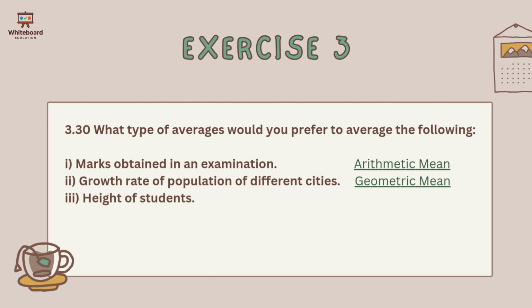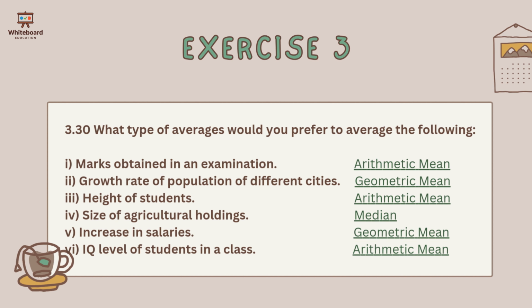Finally we have question 3.30. What type of averages would you prefer to average the following? Part 1. Marks obtained in an examination is calculated by arithmetic mean. Part 2. Growth rate of the population of different cities, as we have studied, is geometric mean. Next is part 3. Height of students. Arithmetic mean. Part 4. For size of agricultural holdings, median is perfect because the data is often skewed. Part 5. Increase in salaries. Geometric mean. And lastly part 6. IQ level of students in a class. Arithmetic mean is perfect for it.